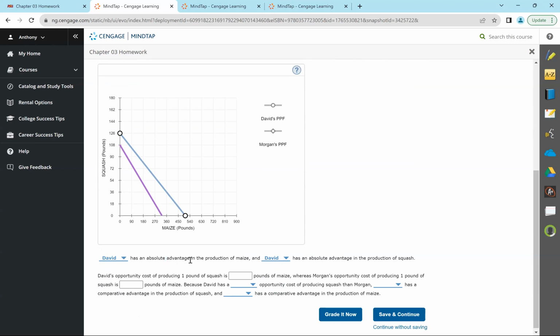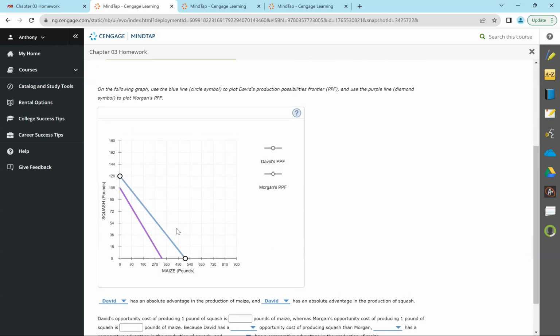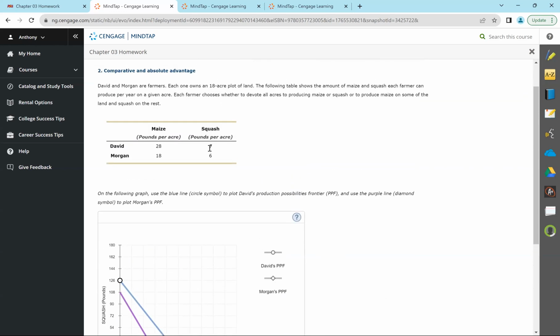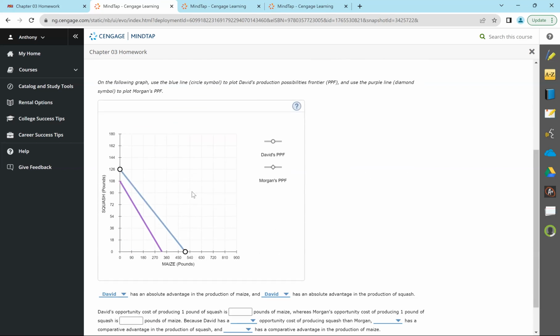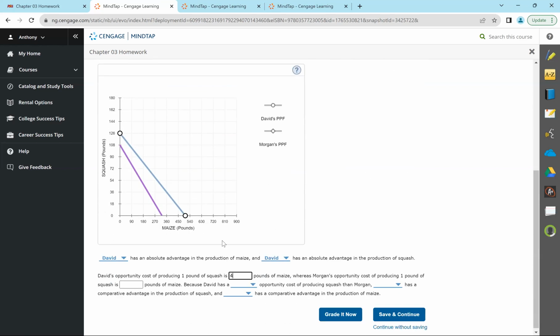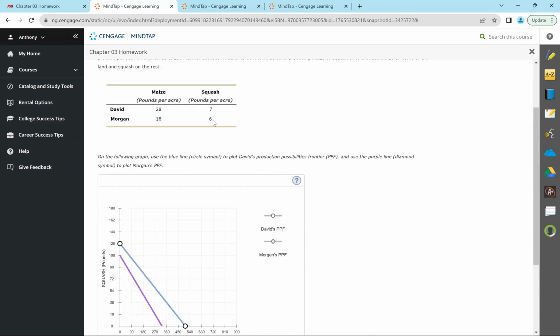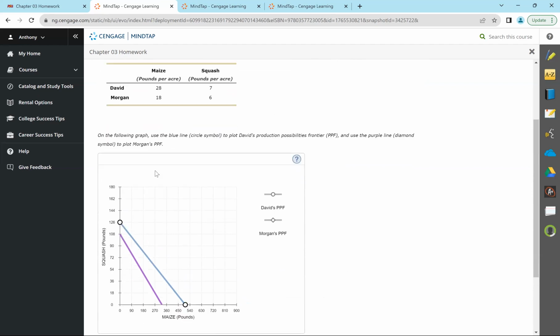David's opportunity cost of producing 1 pound of squash. If he wants to make 1 pound of squash, he's giving up how many pounds of corn? It's dividing these: 28 divided by 7 is 4. He's giving up 4 pounds of maize. Whereas Morgan's opportunity cost of producing 1 pound of squash: 18 divided by 6 is 3.